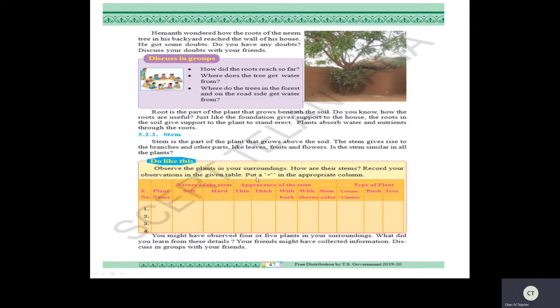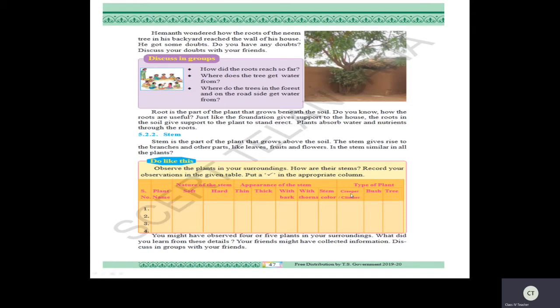What you have to do is put tick marks. If it is soft, you put soft. If it is hard, just put hard. And see the appearance of the stem. Is it thin or is it thick? Okay, with bark or with thorns, or stem color you have to write. If it is green, write green color. If it is brown, you can write brown color.